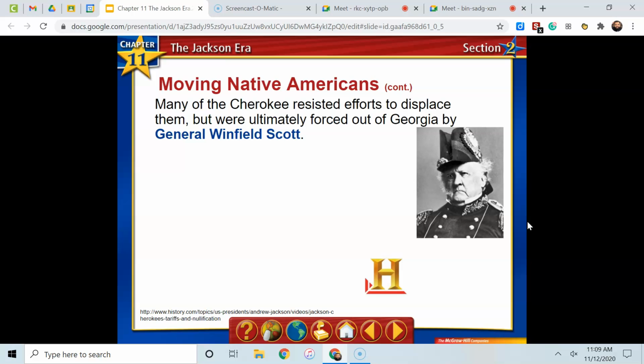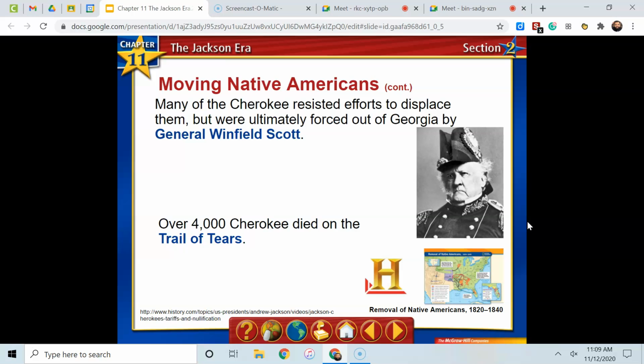So many of the Cherokee resisted these efforts to be removed from their ancestral homelands and to be displaced from them, but ultimately they're going to be forced out of Georgia by General Winfield Scott, as well as the U.S. military. And unfortunately, on the trail itself, they're going to have more than 4,000 Cherokee die.